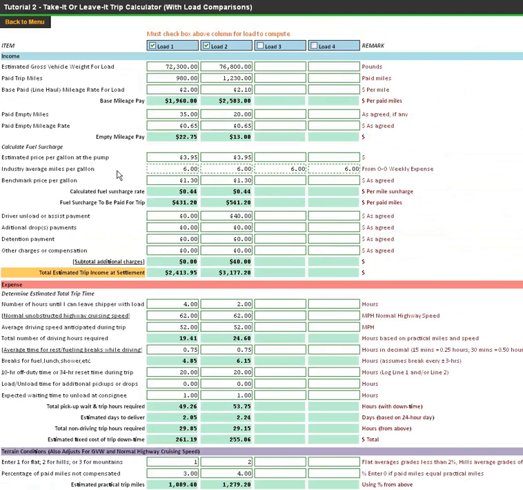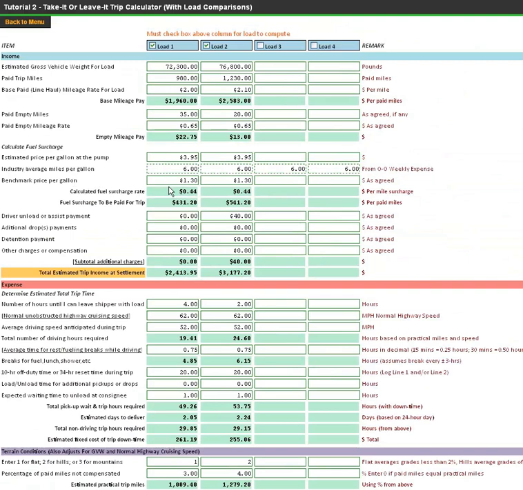Industry average miles per gallon. We're going to be using 6 miles per gallon for these calculations. If yours is different, put in whatever. This does autofill. See these dash boxes? This is autofilling from the OO weekly expense sheet. It's typically in the industry you see this 6 miles per gallon.